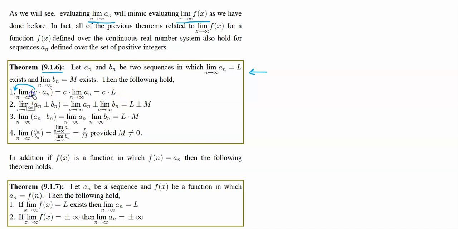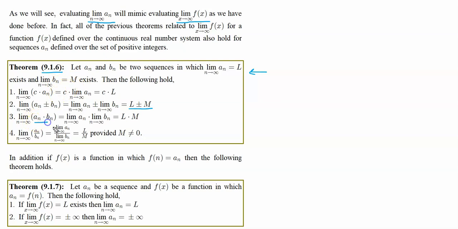And you have results like this. Part 2 here, you see if you have the limit of the sum or difference of two sequences, that's going to equal the sum or difference of the limits. Notice you can distribute the limit into each sequence. That's basically what we're doing, and you end up with L plus or minus M, where L is the limit of the a_n's and M is the limit of the b_n sequence.